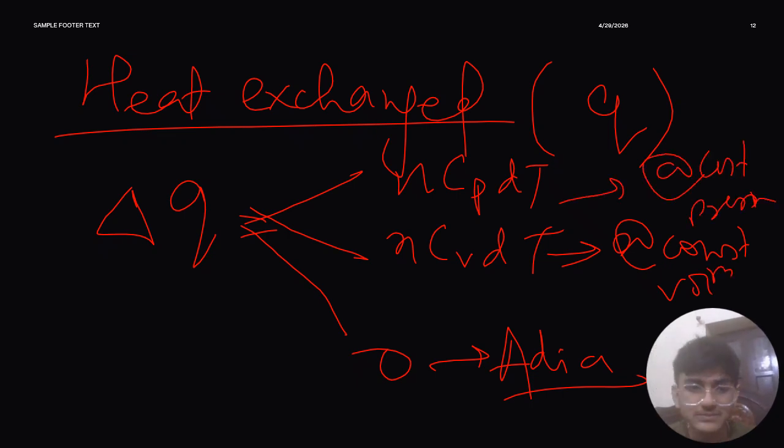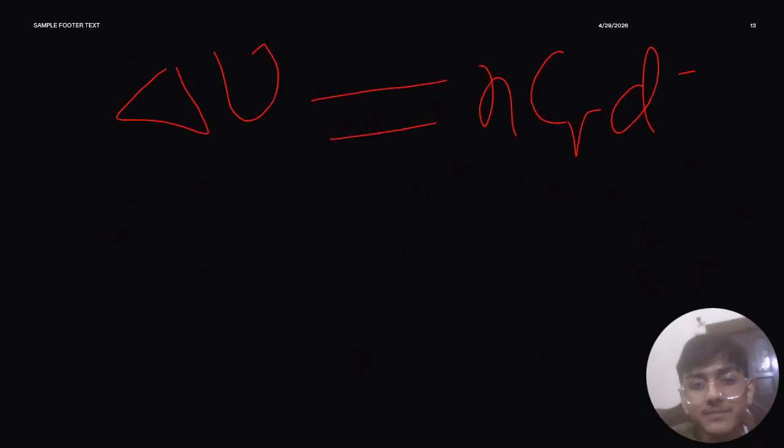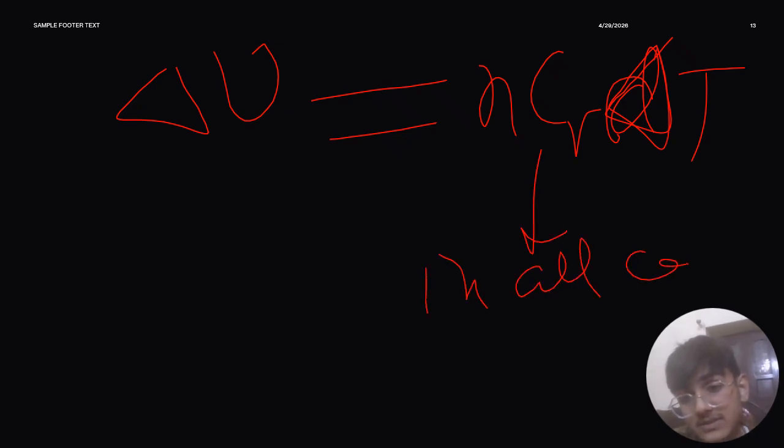But always remember, internal energy change will be nCv delta T in all cases. This formula is applicable in all cases, whether it is an isobaric process, an isothermal process, or an isochoric process. In all processes this formula is valid. Quite easy also to understand the change in internal energy. We have discussed the basic terminology which will give rise to the first law of thermodynamics.